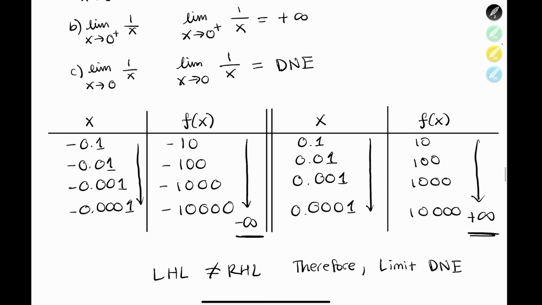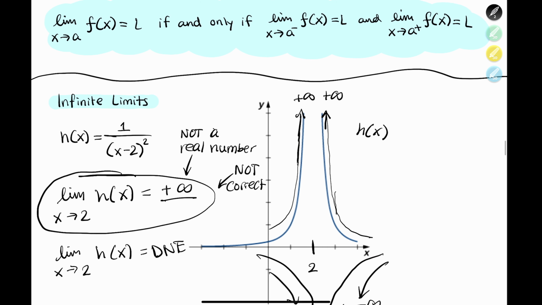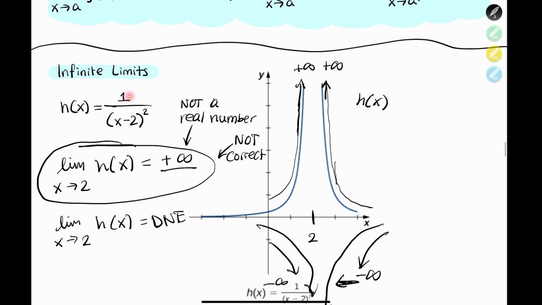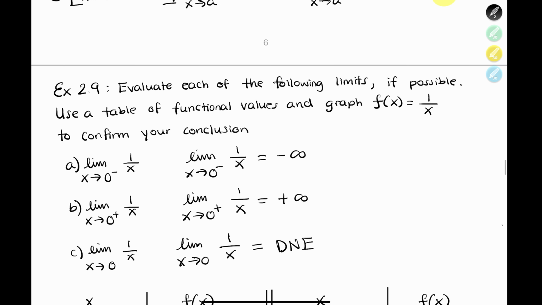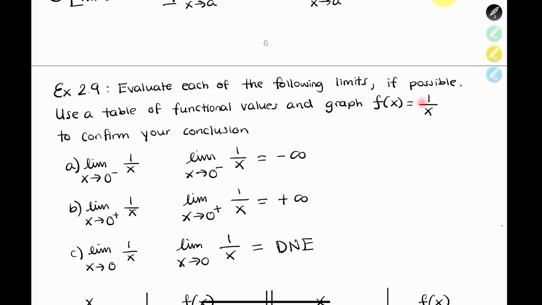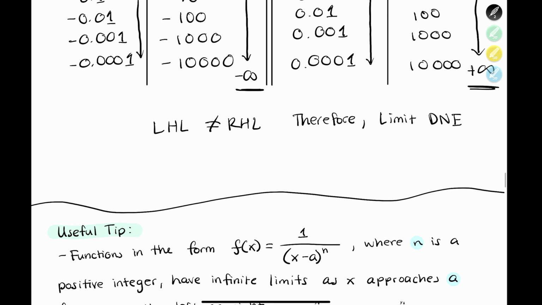And so we can see that h of x in our last couple of examples is in this form. In this case, this minus 2 over here is a, and this squared over here is n. And also, in example 2.9, this is also in that form. It's just that a in this case is 0 and n in this case is 1.